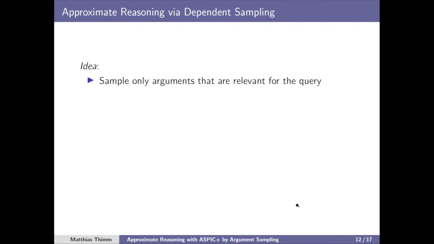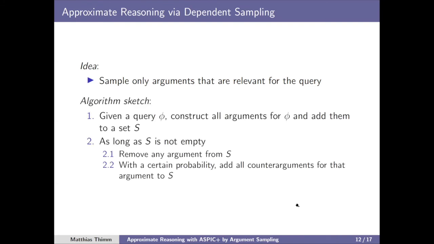So, but another approach is to make this a little bit more intelligent. So here idea is, if we have a certain query, if we want to ask, okay, here's the literal A, is it accepted or not? So what we basically do is we look first at all the arguments which have exactly this literal in the head and construct them. And then we look at possible counter arguments for these arguments. But we don't add all counter arguments, we just add some of these arguments with a certain probability, also everything independent samples. So this means we get also a couple of arguments, randomly sampled, but we take a little bit into account the dialectical procedure in order to answer the query.